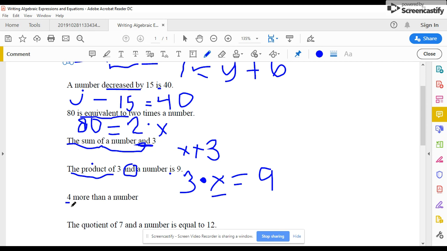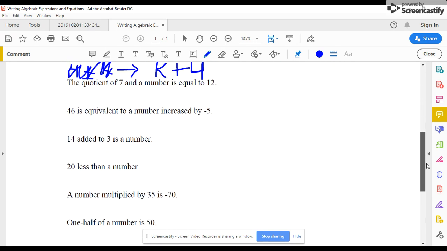All right, let's keep going. 4, and then we have more than, so plus, and a number, K. Now, if you look at your sheet, more than is starred. Remember, when we see the starred ones, what we want to do is flip what's on either side of that sign. So we want the K to go first, and then the plus, and then the 4. You can scribble out this initial part. That's a wrong answer, and we just want that second part after you've flipped it.